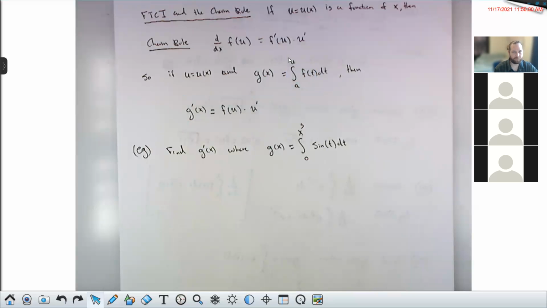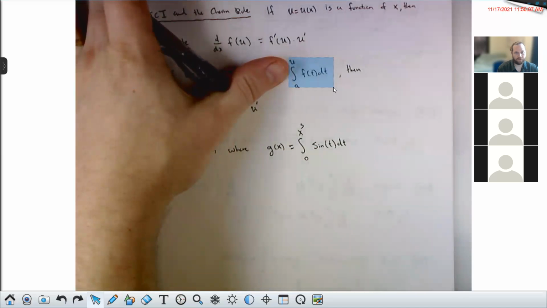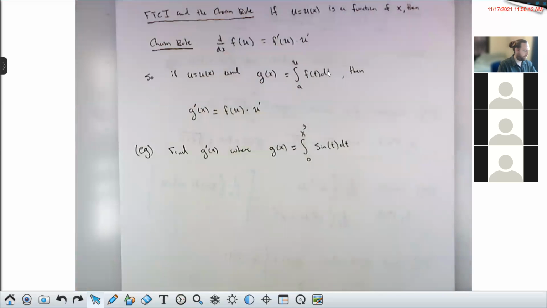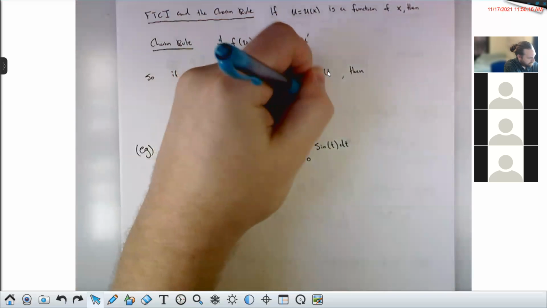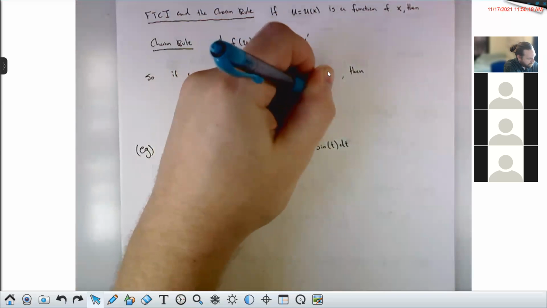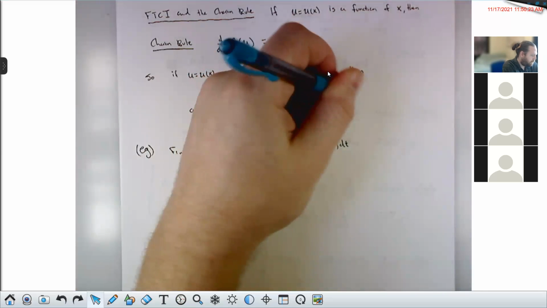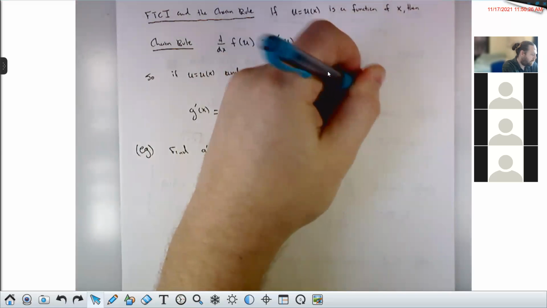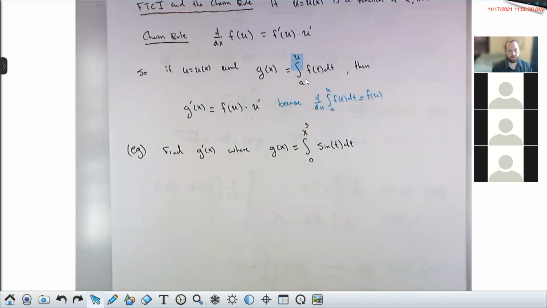That's what's going on. So FTC1 says, well, if I were to differentiate this with respect to u, imagine I just took d du of this thing. By FTC1, that would just be f of u. Maybe let me annotate here. So kind of differentiating the outer and leaving the inner alone means just erase the integral and plug u in here.